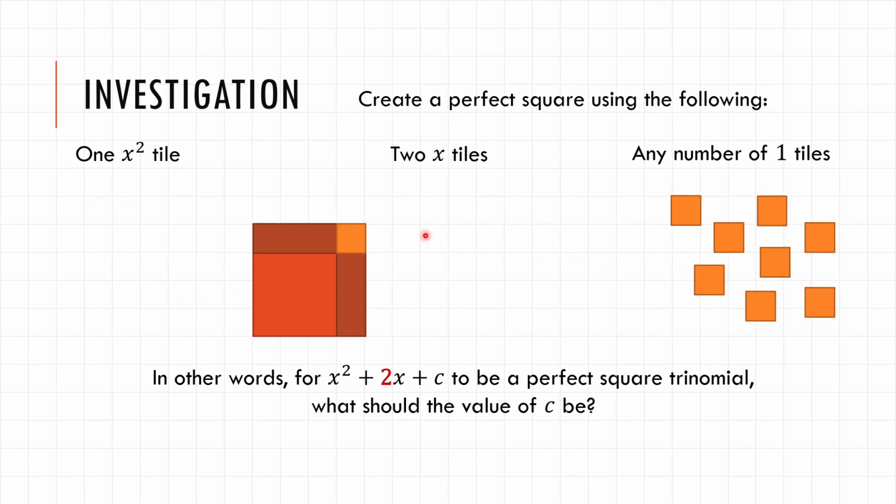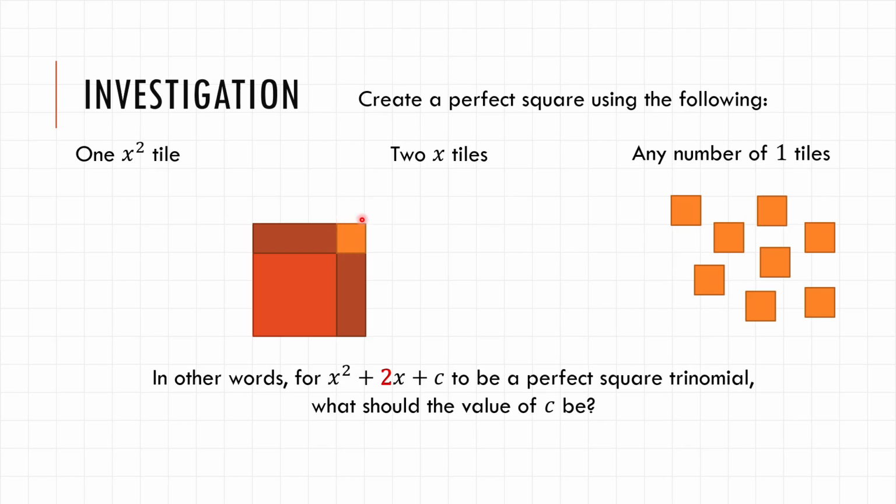Well, that's what I got. So I put the x squared tile here. I know that if I am increasing a side length by a certain amount, I have to increase the other side length by that same amount as well. So my two x tiles had to be split up. One went to the length and one went to the width.